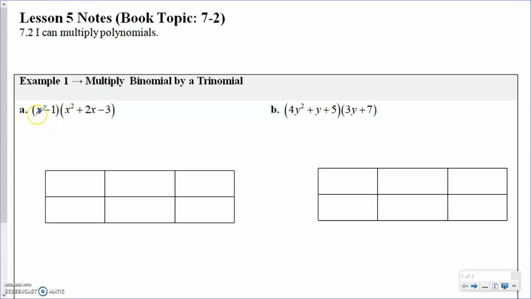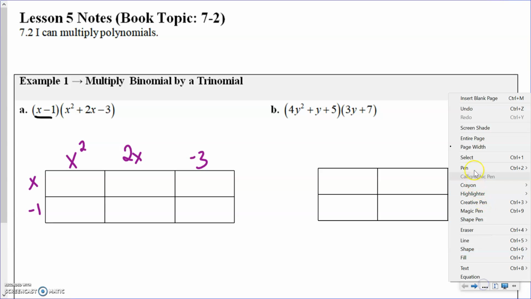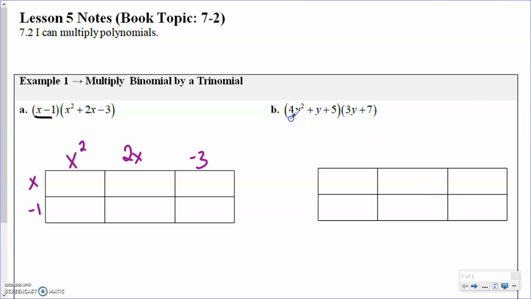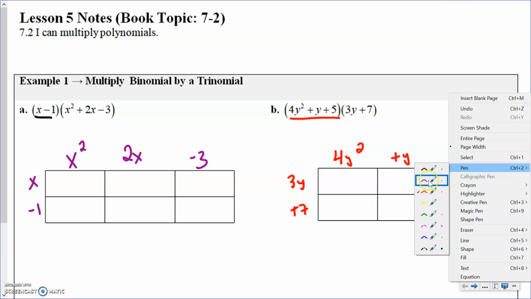So notice the way I have this set up, the boxes I set up the same, even though there's a trinomial first for the second one and there's a binomial first for the first one. I'm going to put the binomial on the side that has 2 boxes, and I'm going to put the trinomial on the side that has 3 boxes. Okay, same goes for the second one. Remember, it doesn't really matter where I put it as long as I keep this whole thing together. So I have 4y squared plus y plus 5 across the top, and then 3y plus 7 across the side. And all we're going to do is multiply to fill these in.